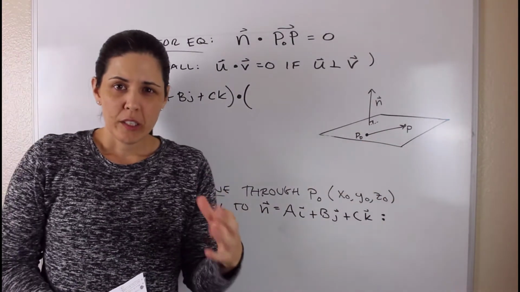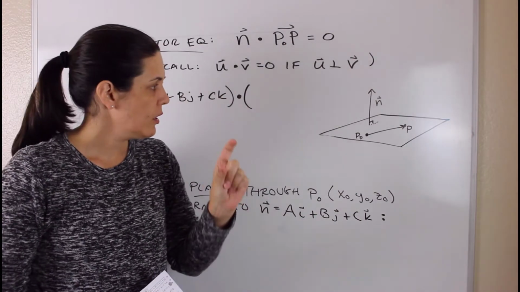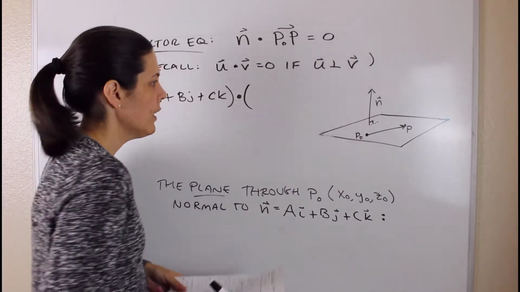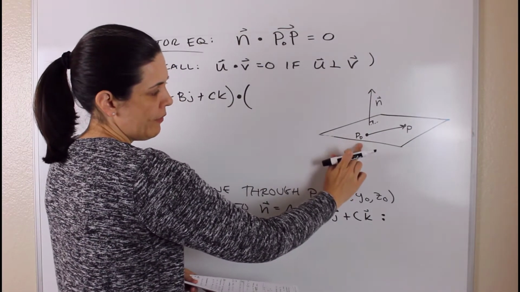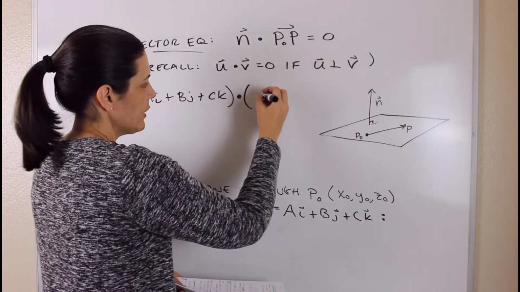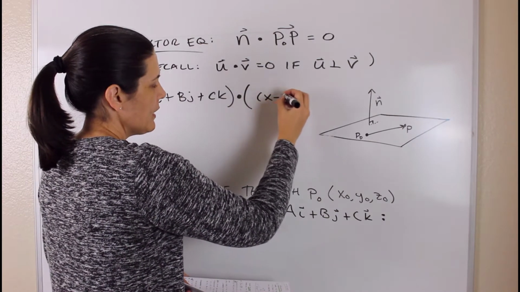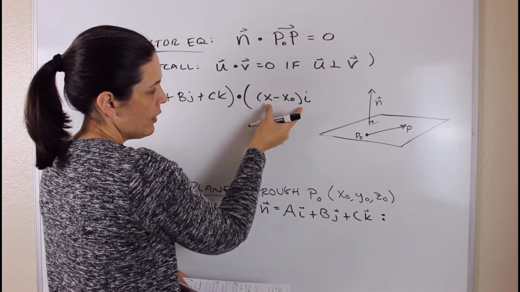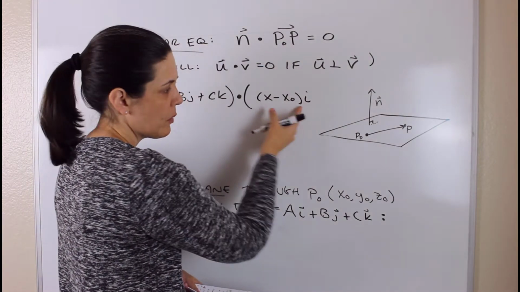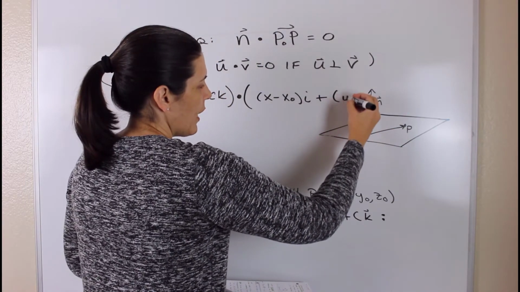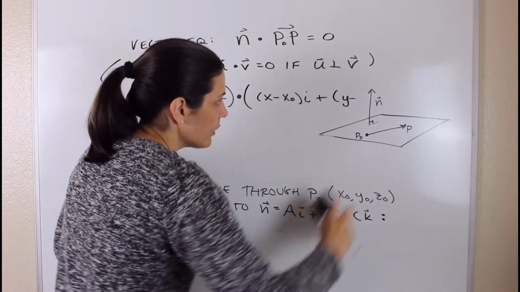And remember how that goes when you have a vector between two points. You subtract from the ending point the starting point. So we save the subscripts of 0 for the starting point. So this is going to look like x minus x naught for i, and that would be the i component or x component for this vector, plus y minus y naught. Let's get rid of this picture now.